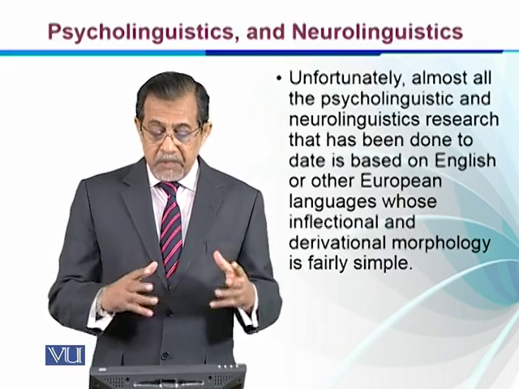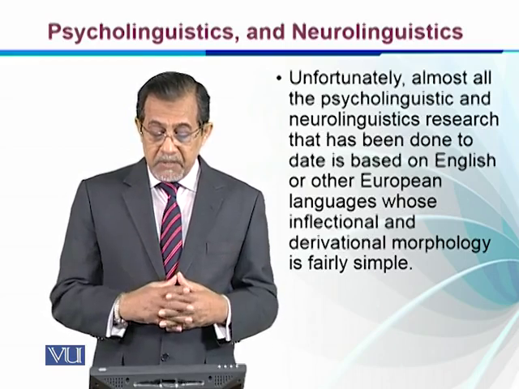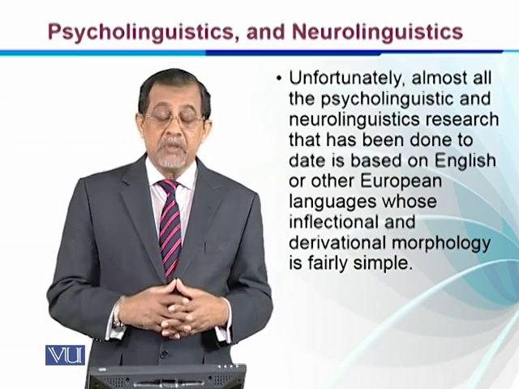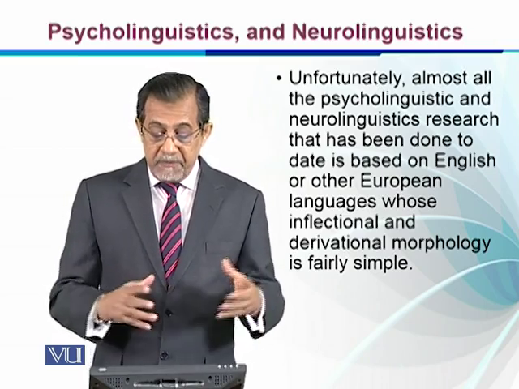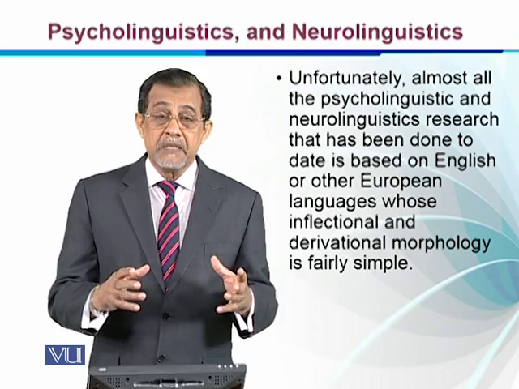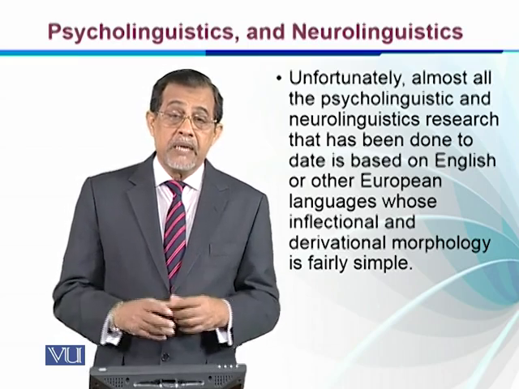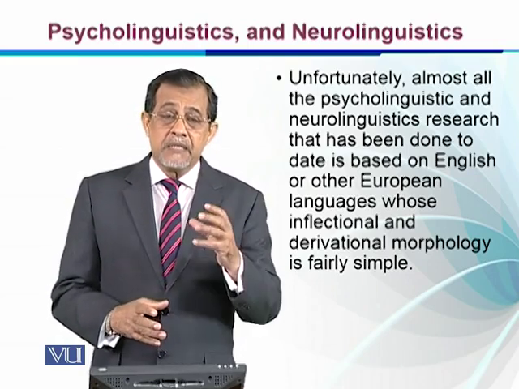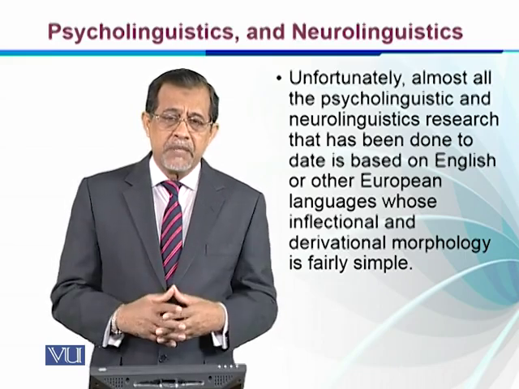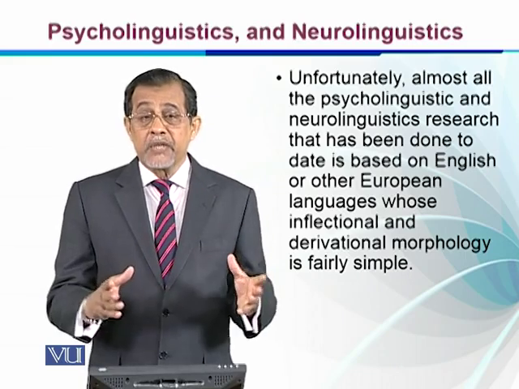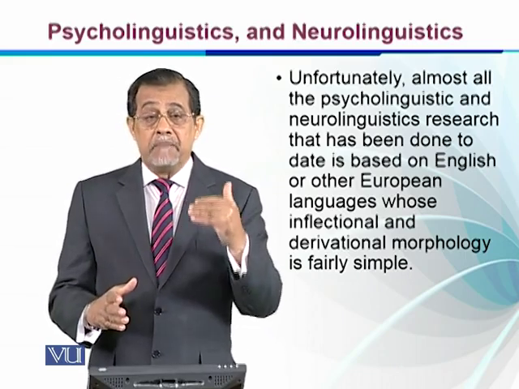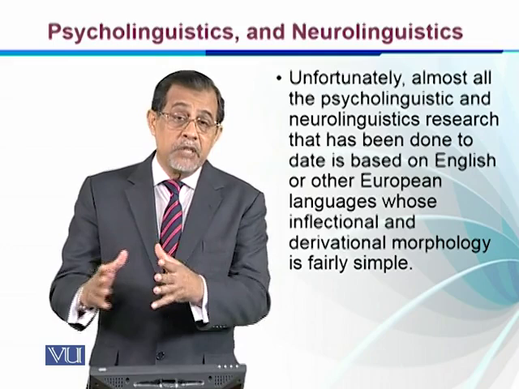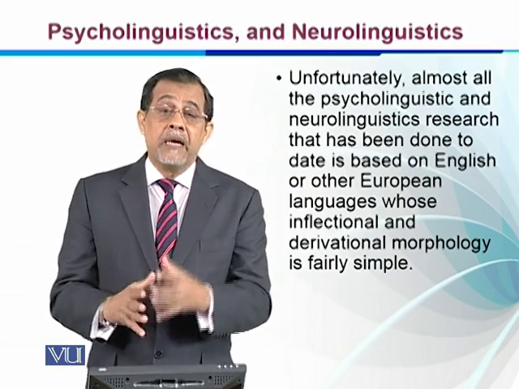Unfortunately, almost all the psycholinguistics and neurolinguistics research that has been done to date is based on English or other European languages whose inflectional and derivational morphology is fairly simple. So we can conclude that all the research done in this regard relating to the mental lexicon is done on English or some other European languages, whereas how the mental lexicon works among the users of other languages is yet to be tested, seen and discussed.